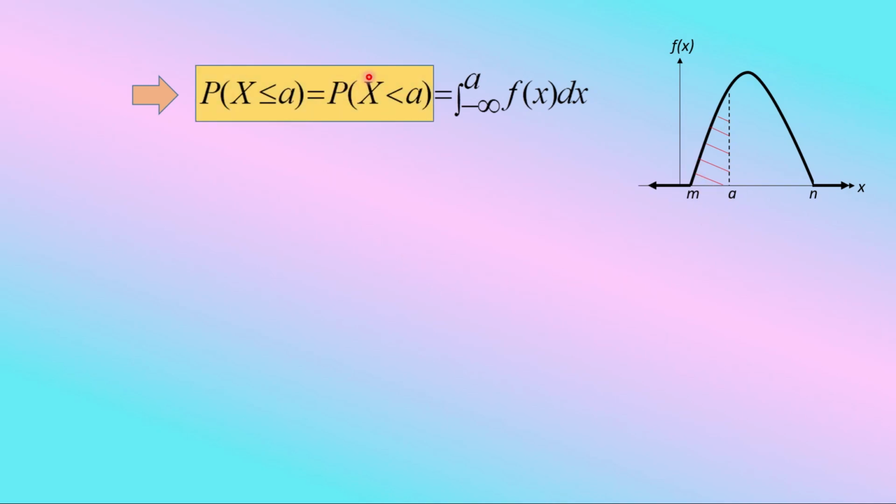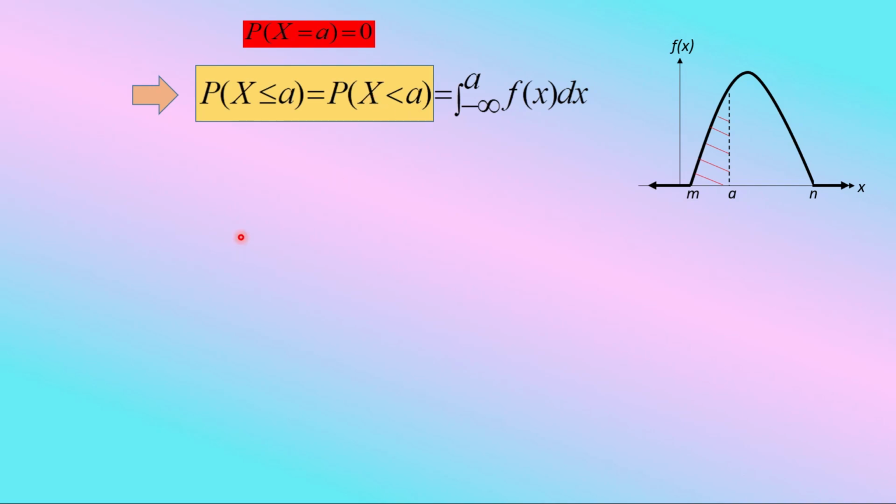Let's think about why the probability X less than or equal to a is equal to the probability X less than a. From the previous property, we know that the probability X at a is equal to 0. That's why the probability X less than or equal to a equals the probability X less than a.